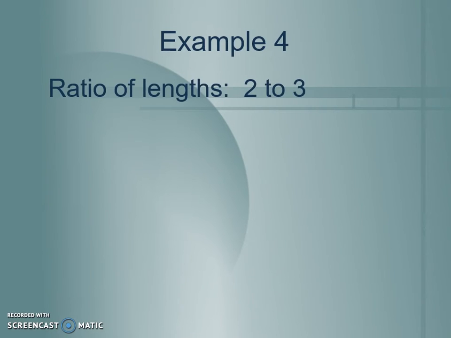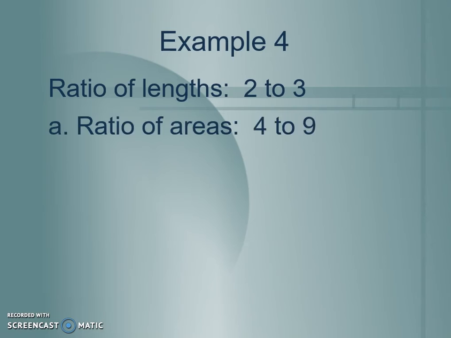So the ratio of lengths is 2 to 3. That means the ratio of the areas would be 4 to 9. So what we're doing, we're just saying, okay, well, if it was 2 to 3, then the areas would be 2 to 3 squared. Well, we have to square the 2 and square the 3, which would be 9. So that's where they're getting the 4 to 9.